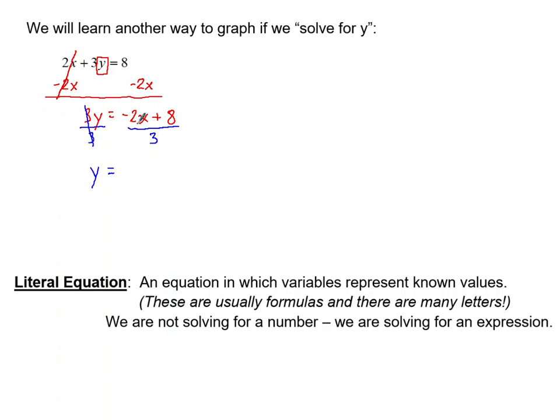Now, if I have two different things I'm dividing by 3, I like to divide them individually. So negative 2x divided by 3, I'm going to write it as negative 2/3 x. And 8 divided by 3, I'm going to write it as 8/3. Of course, I have the plus sign in between them to separate my two terms. So this is the form of the equation that has been solved for y.